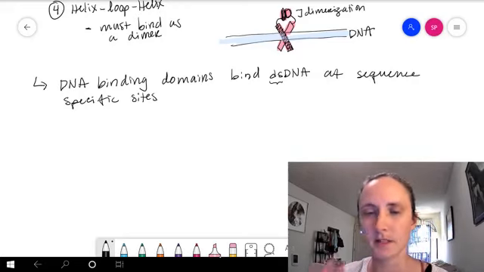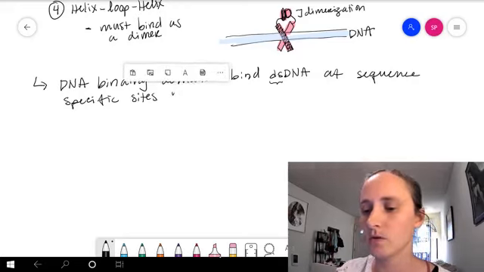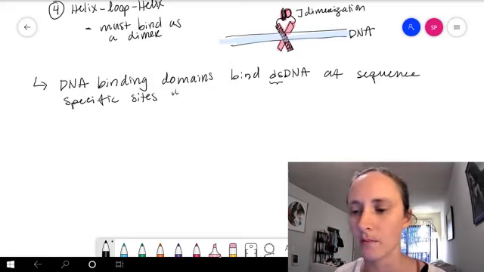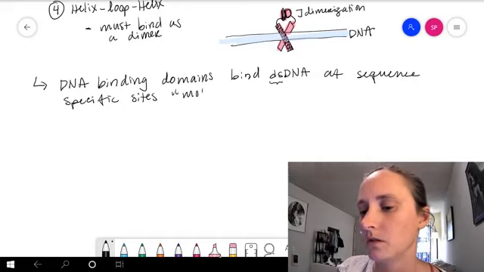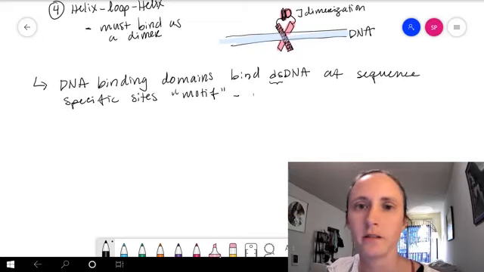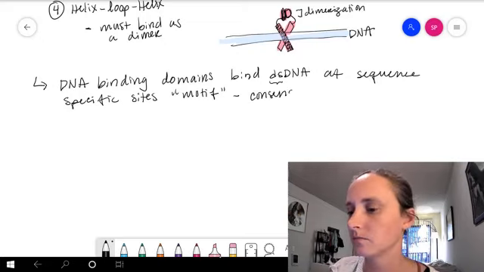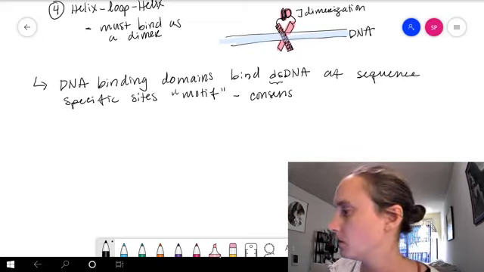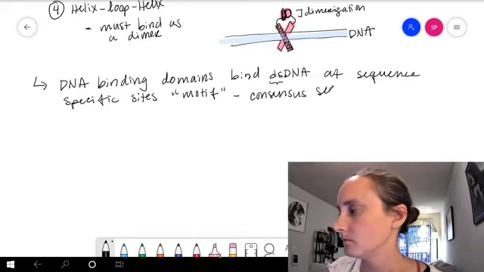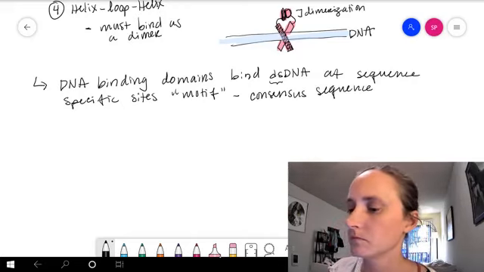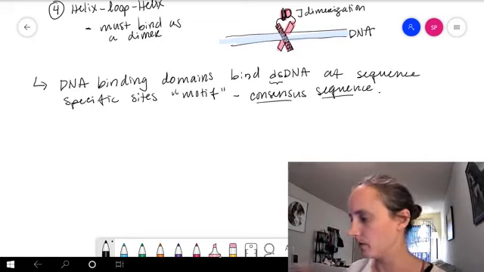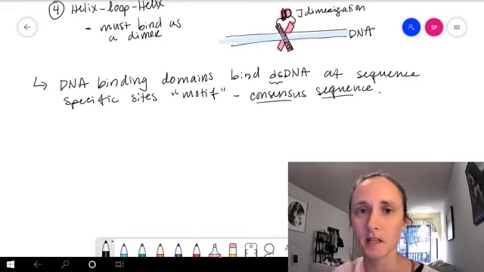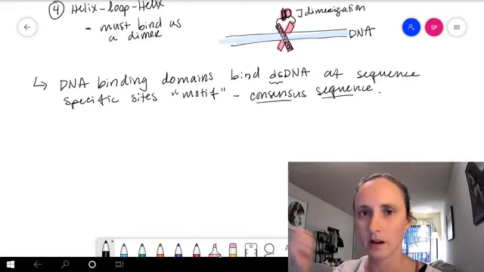These specific binding sites are called motifs. So a particular DNA binding domain will have a motif that it would really like to bind to. This can also be called a consensus sequence. They're all fairly interchangeable. And I will give you some examples of specific DNA binding motifs in our next video.